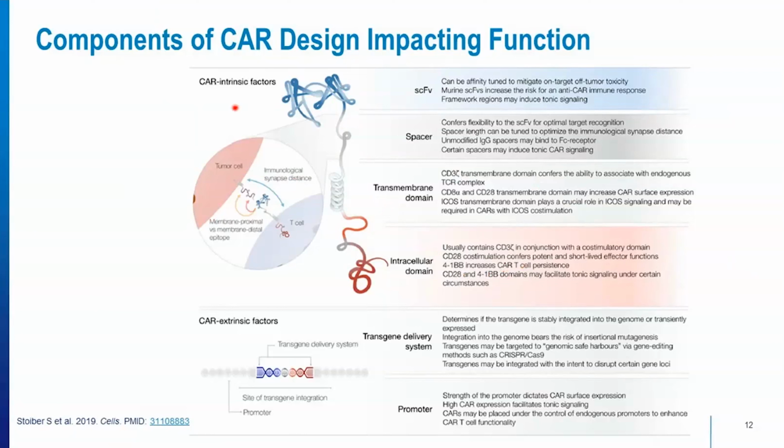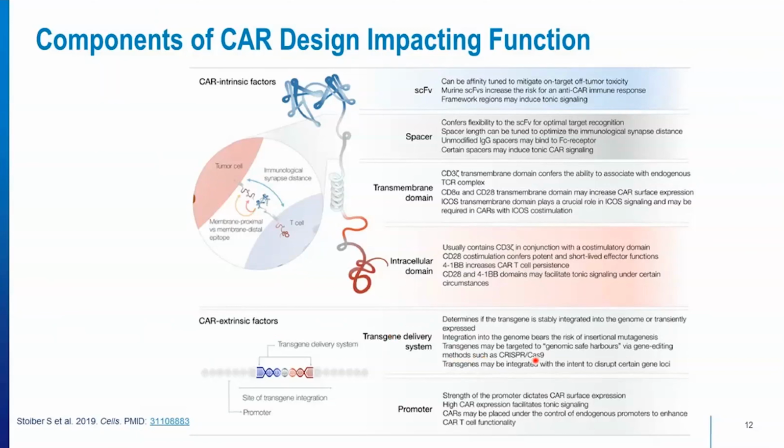So these are what are considered the CAR intrinsic factors, but there's also CAR extrinsic factors, which include the delivery system, whether you're using a lentivirus, an adeno-associated virus, electroporation, and there's things that are important about that in terms of where these things land in the genome.